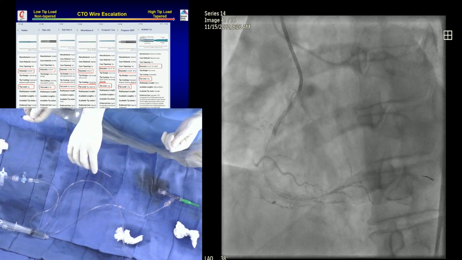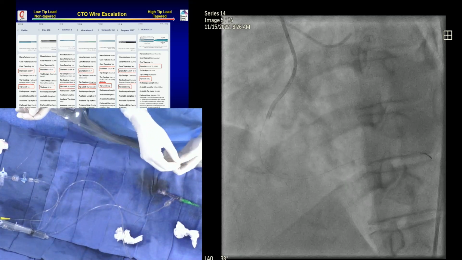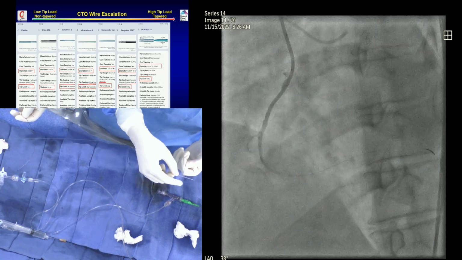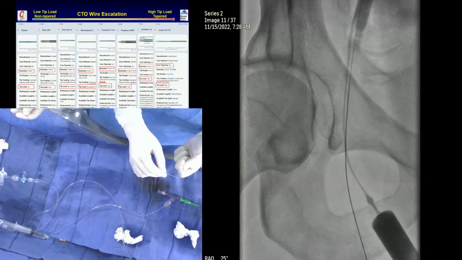No, it's really quite amazing. Relatively, not even relatively, such a young patient with such aggressive disease.